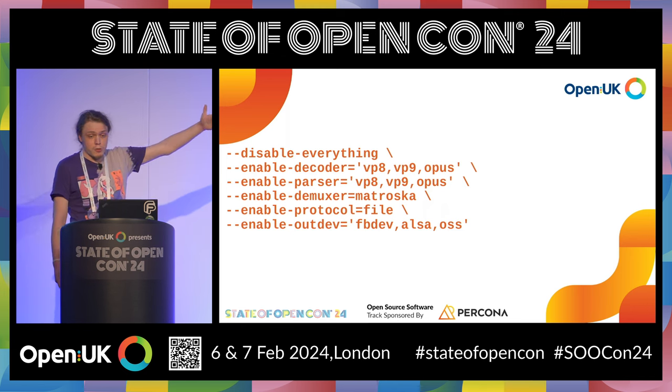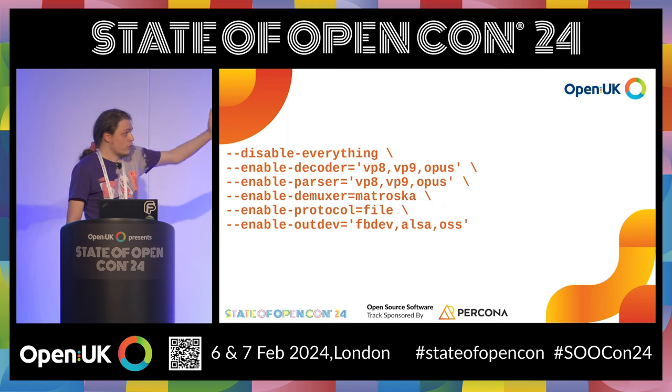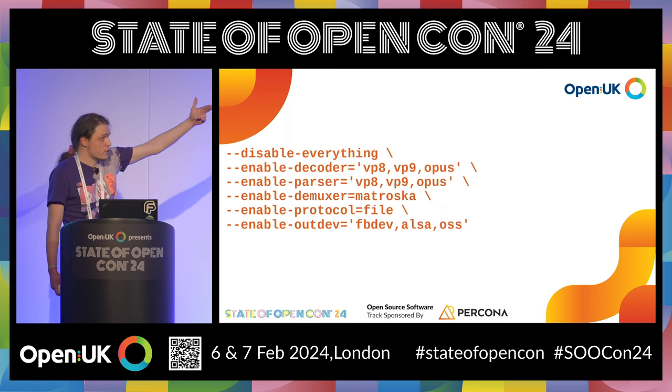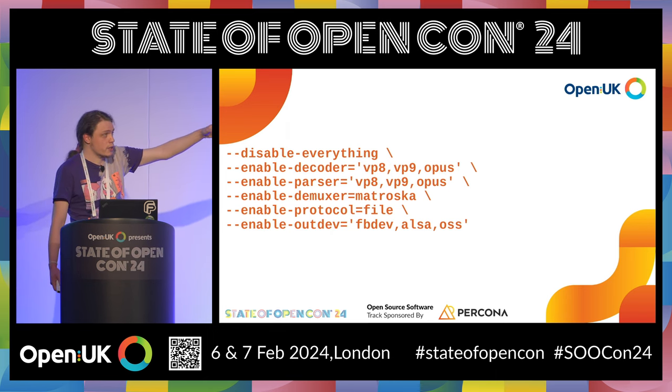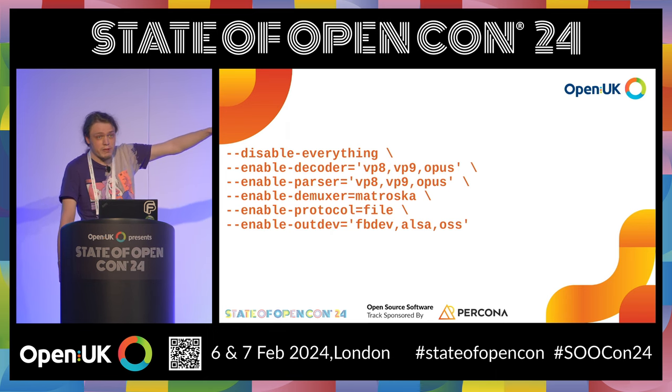So first, what we're going to do is turn everything off. We're going to enable support for the two video codecs that go inside of a WebM, which is VP8, VP9, and Opus, which is our audio codec. We're going to enable parsers for the same. We're going to enable the demuxer for Matroska. The WebM container is a derivative of Matroska.